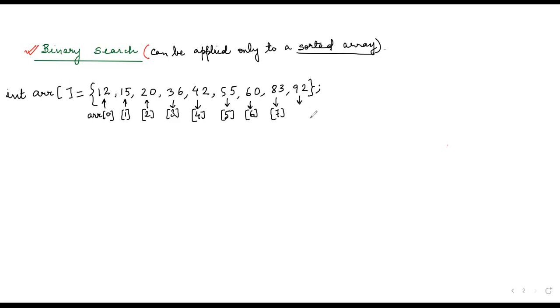And the 92 has index number of 8. So this is ARR8. Now, also you will see that these elements are arranged in increasing order. So this is a sorted array.